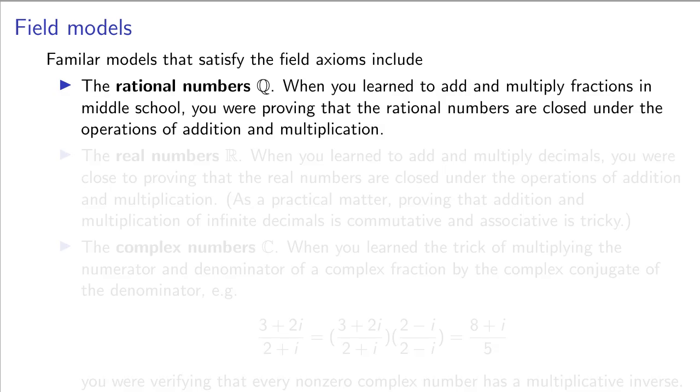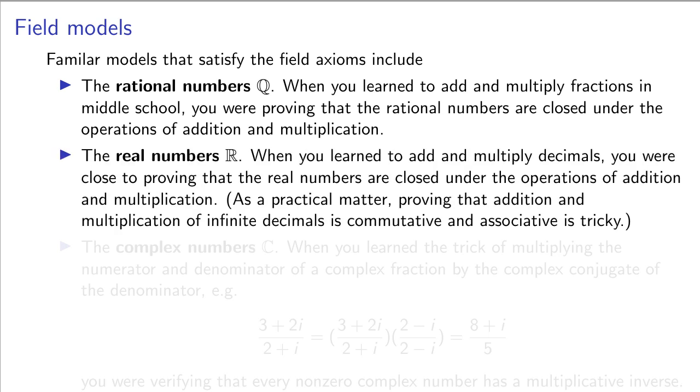So here are some models for the field axioms. The first one is the set of rational numbers, fractions in lowest terms. In a field, if you add together A and B, you get another element of the field. And when you learned how to add fractions back in late elementary school, basically what you were doing was showing that the rational numbers are closed under the operation of addition. When you learned to multiply fractions, you found out that the rational numbers are closed under the operation of multiplication.